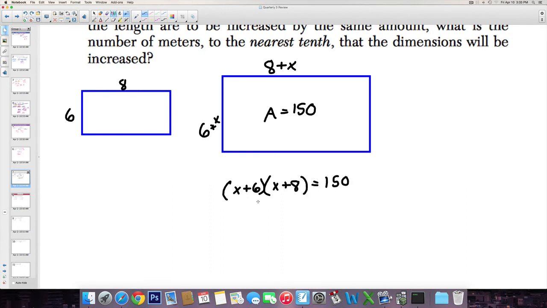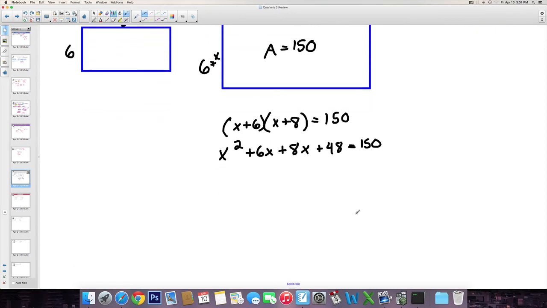So we'll go ahead and double distribute this. We have x squared plus 6x plus 8x plus 48 equals 150. Combine like terms: x squared plus 14x plus 48 equals 150. Now to solve this, we want to bring everything to one side. So when we do that, we get x squared plus 14x minus 102 equals 0.